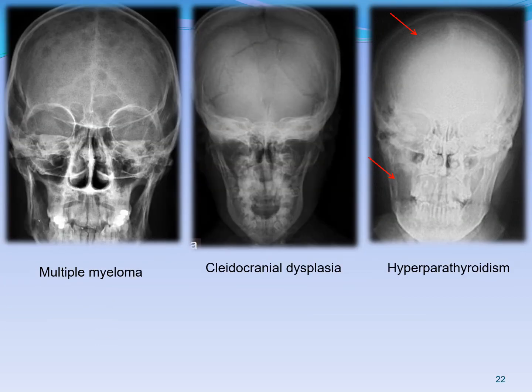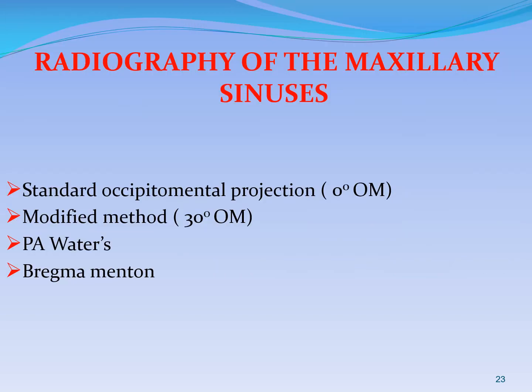These are a few radiographs showing the PA view. In the first image you can see multiple myeloma, where you can see multiple punched out lesions in the cranial vault. The second one is cleidocranial dysplasia, where an electric bulb shaped skull is seen. Third is hyperparathyroidism. The two arrows marked in red show radiolucent areas, which are nothing but brown tumors seen in hyperparathyroidism cases.